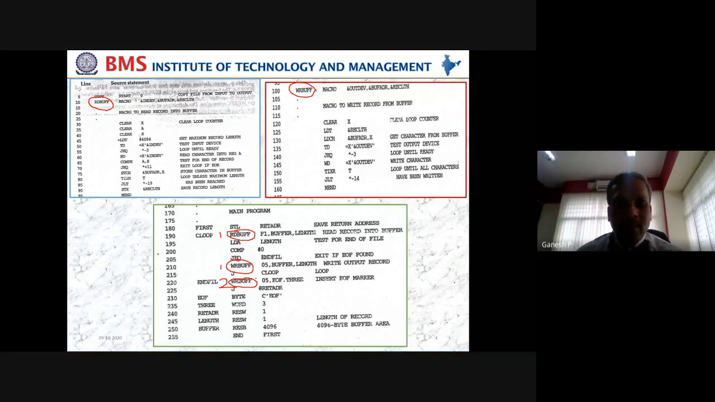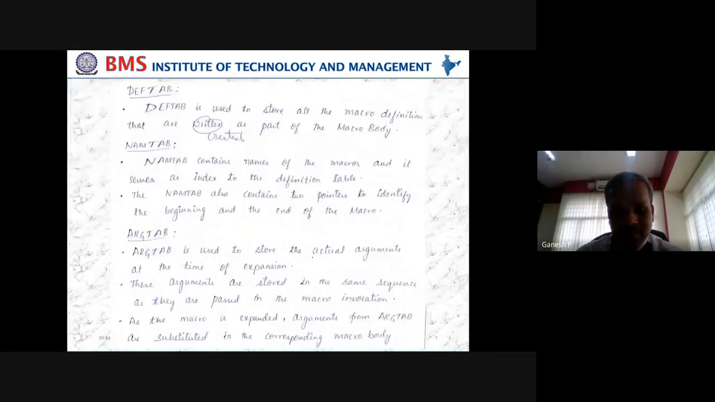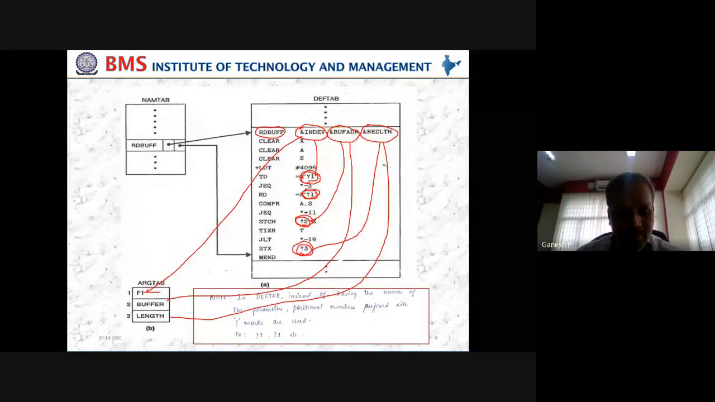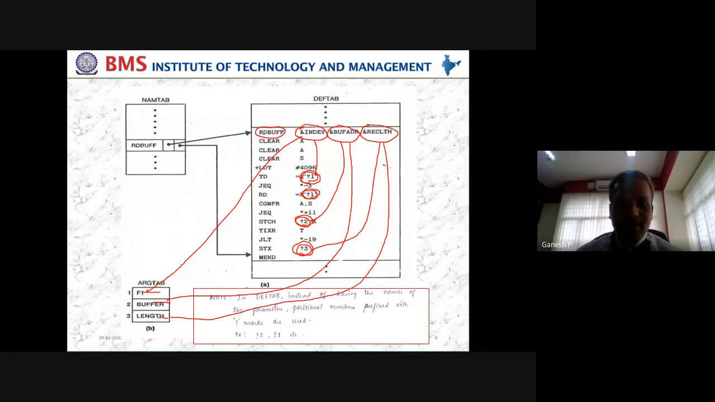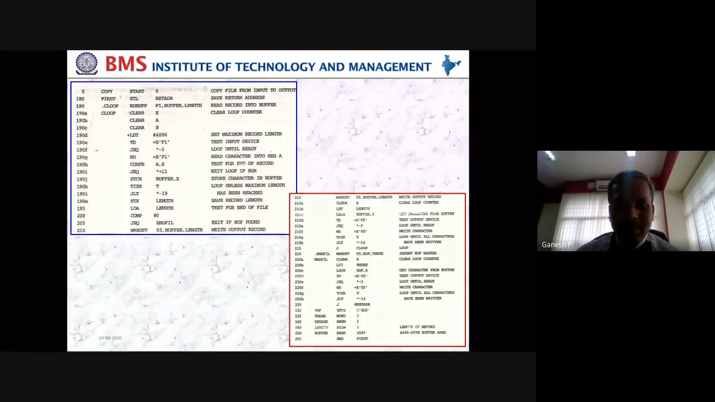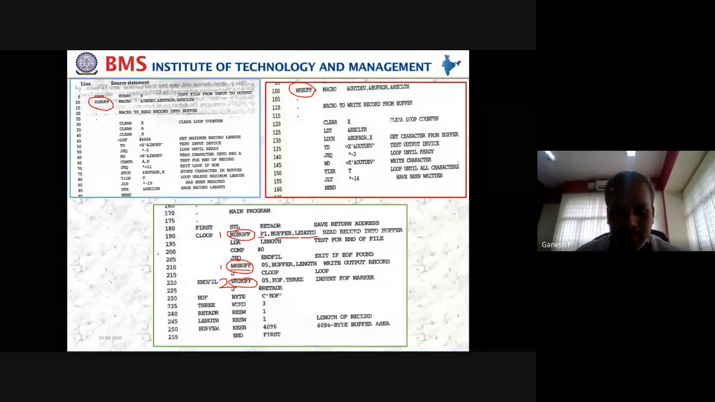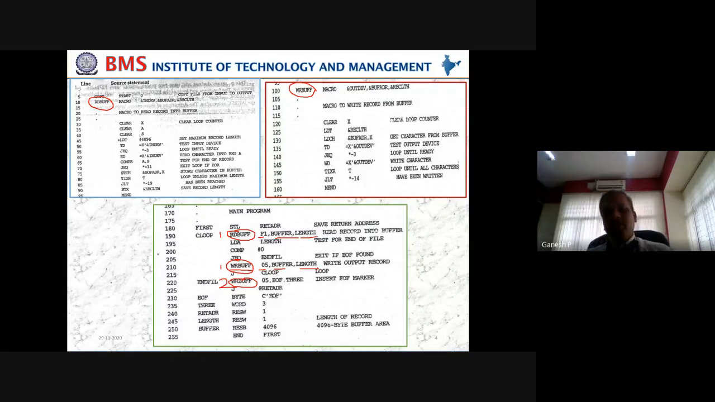Now let me know what will happen to the arg table. So what is arg table? Arg table is the one which is going to contain the actual parameters. So for example, when I call RDBUFF in the flow of the program, F1, buffer, length. Probably you might have observed that in the diagram as well. So F1, buffer, length have been used because it is a first call. Now, again, what am I calling now? I'm calling WRBUFF. What does it contain? 05, buffer, length. Now, let me know what happens to the contents of arg table now.